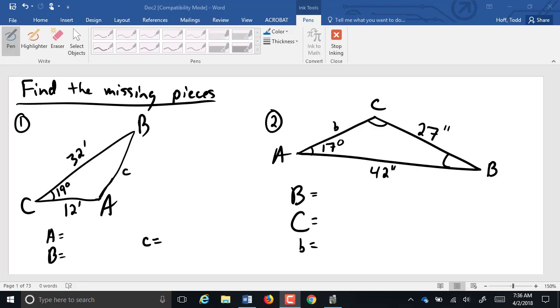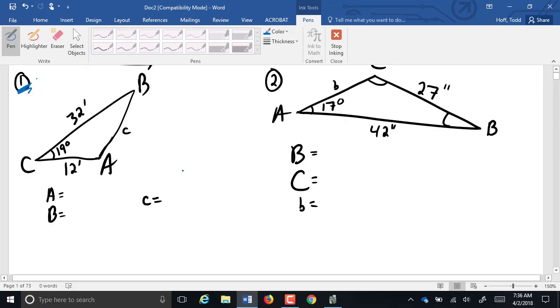Okay, for number one over here, do we have a side and opposite angle? No, which means law of cosines. Which side are we going to be finding? C. I set it up that way so you didn't have to rearrange the formula. We're going to do an example right after this where you do have to rearrange the formula. But here, C squared is going to equal.